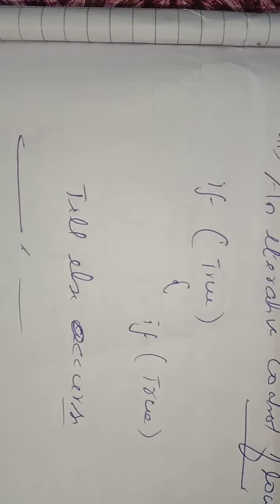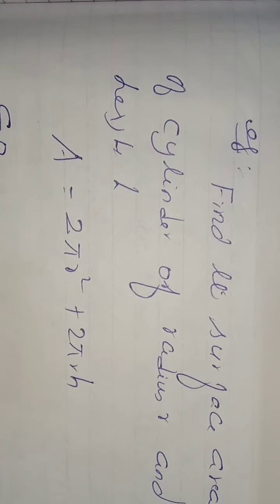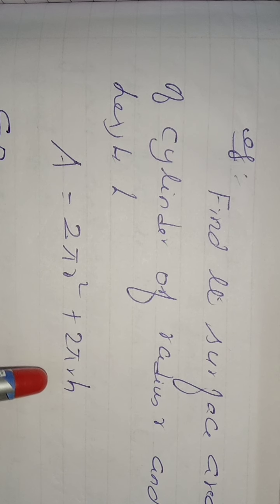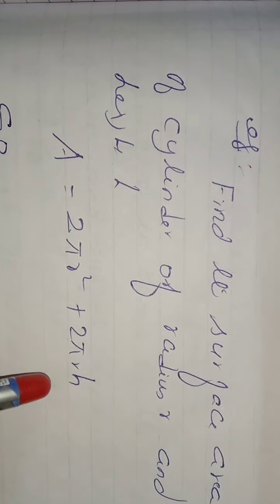Next, functions. A part of an algorithm is called a function. I want to know more about that. For example, you want to compute the area of a cylinder. What is the formula for it? 2 pi r squared plus 2 pi r h. So what are the variables? Radius is a variable and height is a variable.